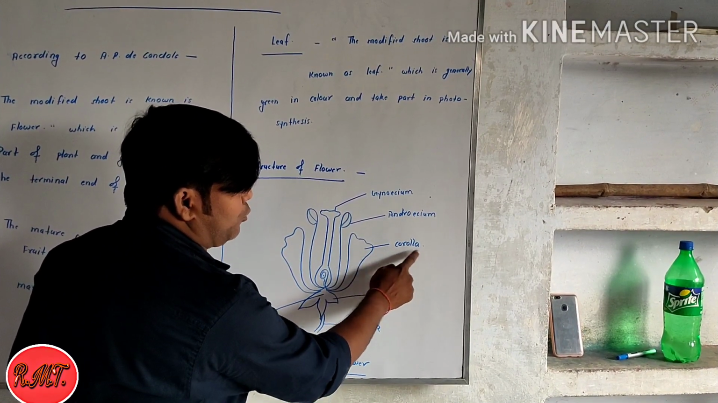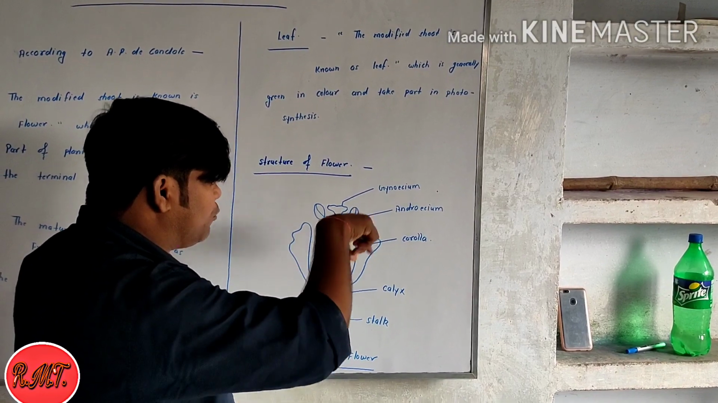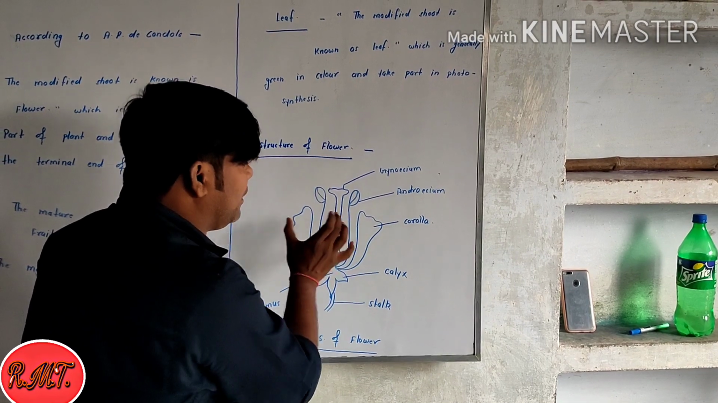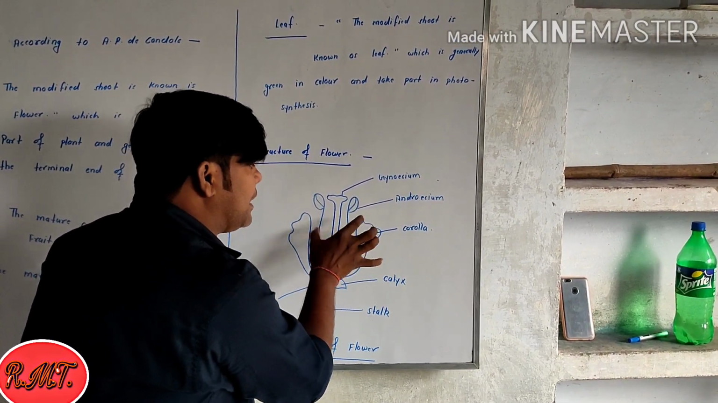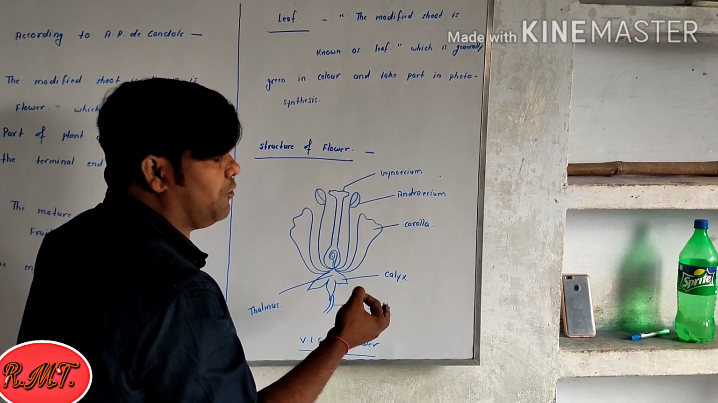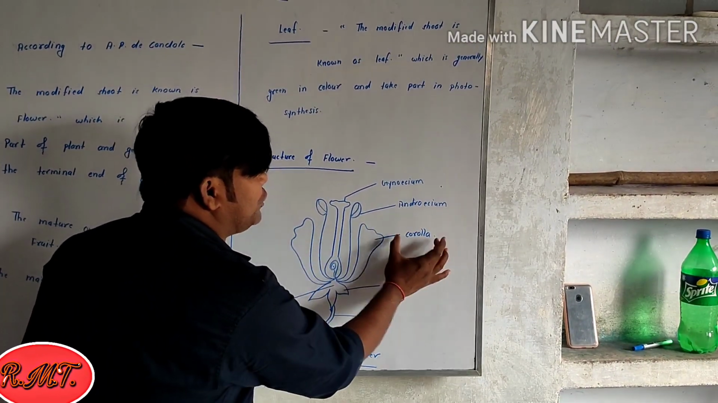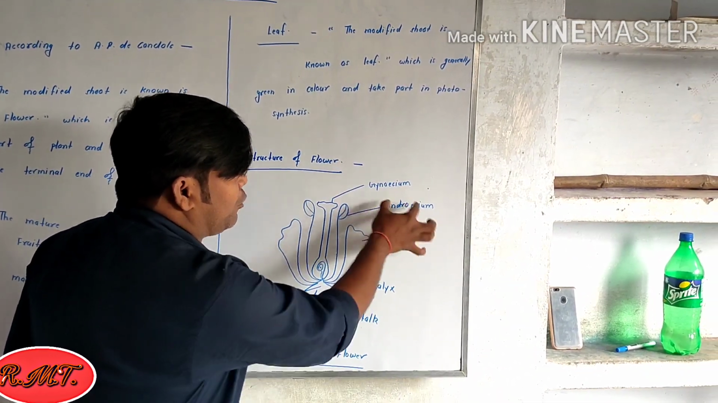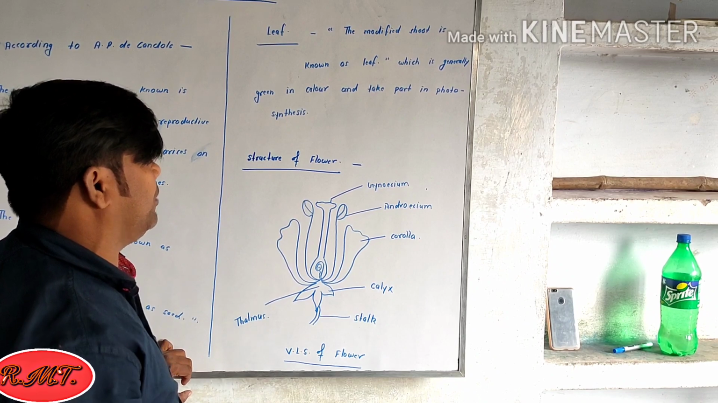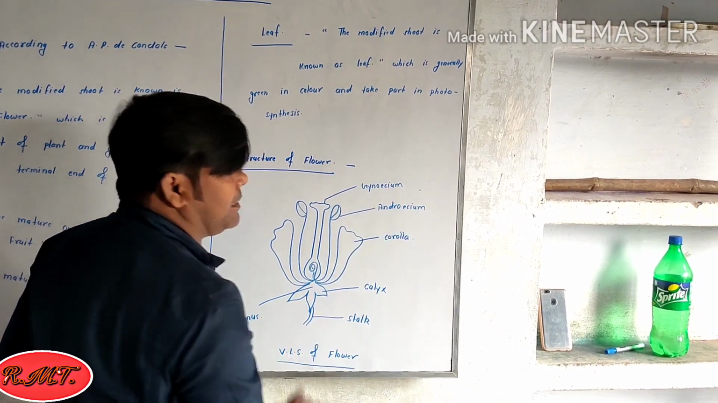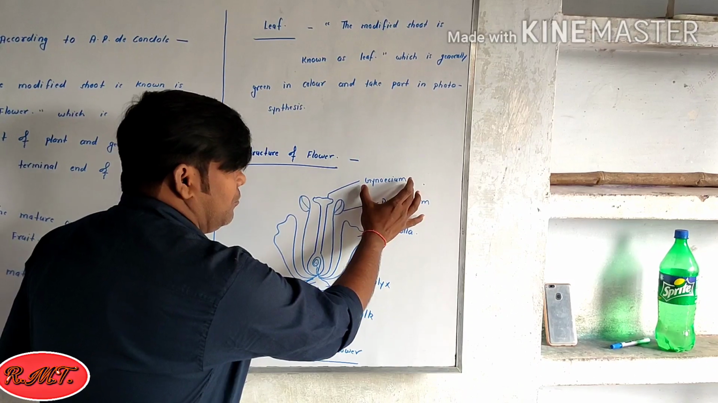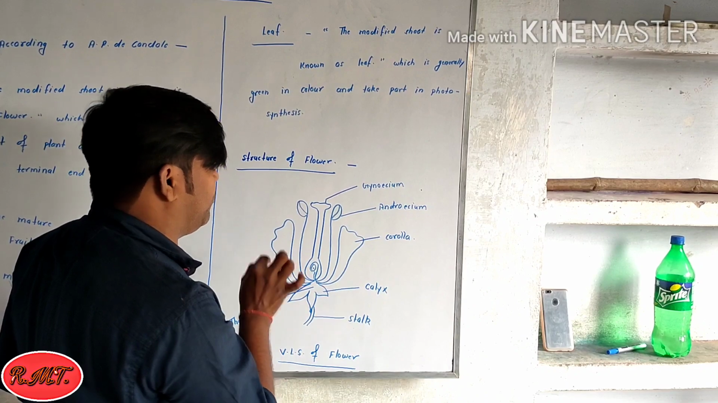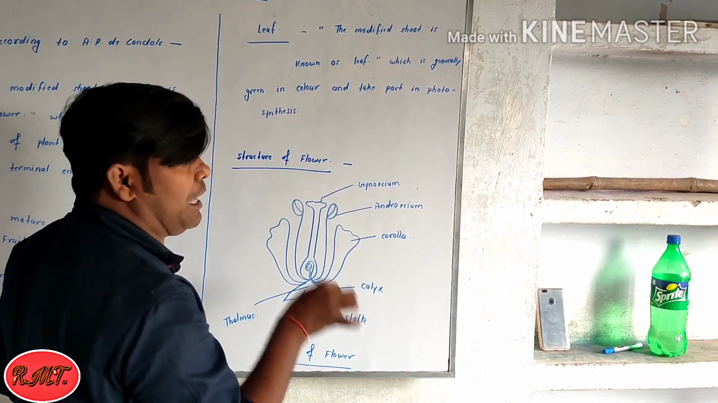Now the second part is corolla. Corolla is the second outermost whorl of the flower, which is the colored part of the flower, and the reason for the color is that it attracts insects for the purpose of pollination, and its unit is known as petal. Now the third part is androecium. Androecium is the male reproductive part of the flower and its unit is known as stamen. Now the last part, gynoecium. Gynoecium is the female reproductive part of the flower and its unit is known as pistil.